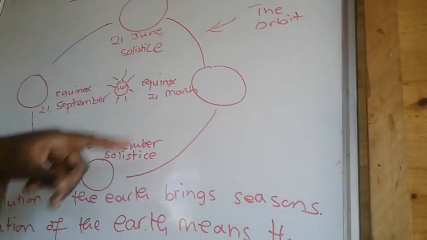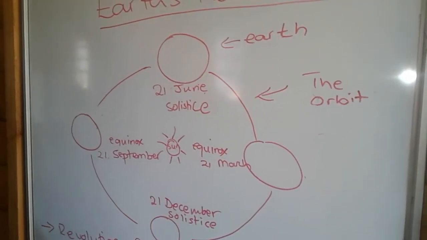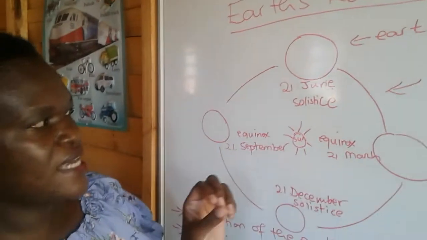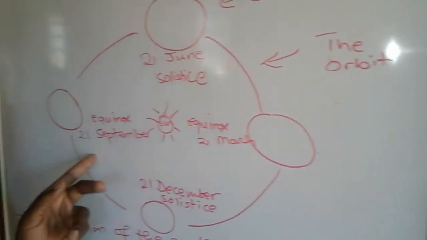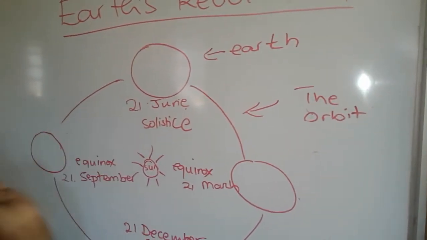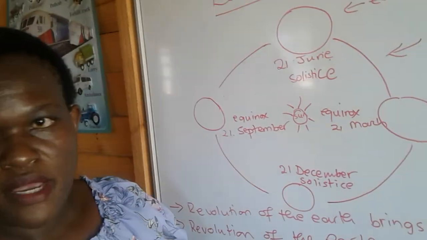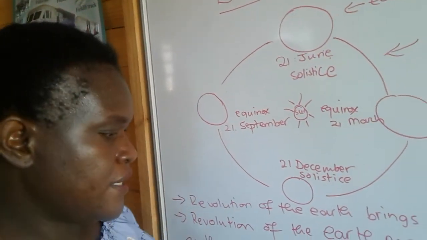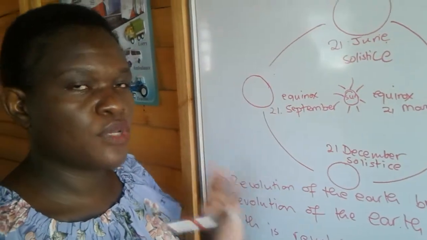And this path that the Earth revolves on is called the orbit. This orbit now gives us two equinoxes, one that occurs on 21 March, another on 21 September, and two solstices, one on 21 June, and also 21 December. Right, so I'm now going to explain what happens with the solstices and the equinoxes.